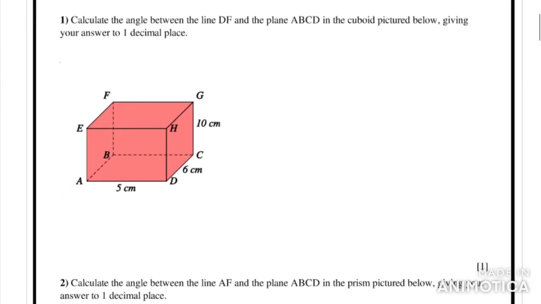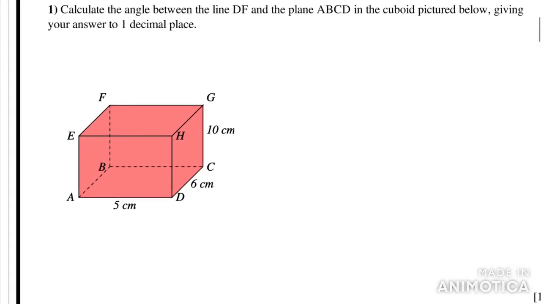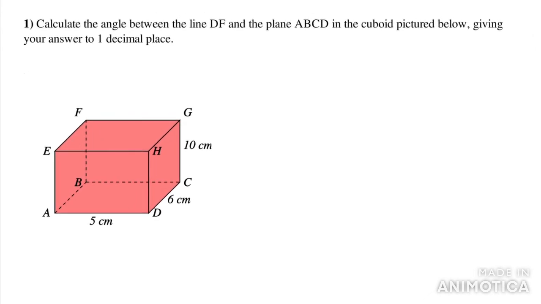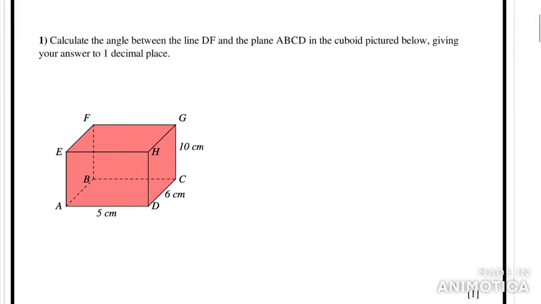So the first one is calculate the angle between the line DF and the plane ABCD in the cuboid. This is our rectangular prism. Pictured below, giving your answer to 1 decimal place. So first up, I need to figure out what they're asking for. So between the line D and F, so I'm looking for D and I'm looking for F, and they want the line. But there's no line currently. So what they're actually saying is, if I was to basically cut through this box, go from corner to corner, that's the line that they're talking about here.